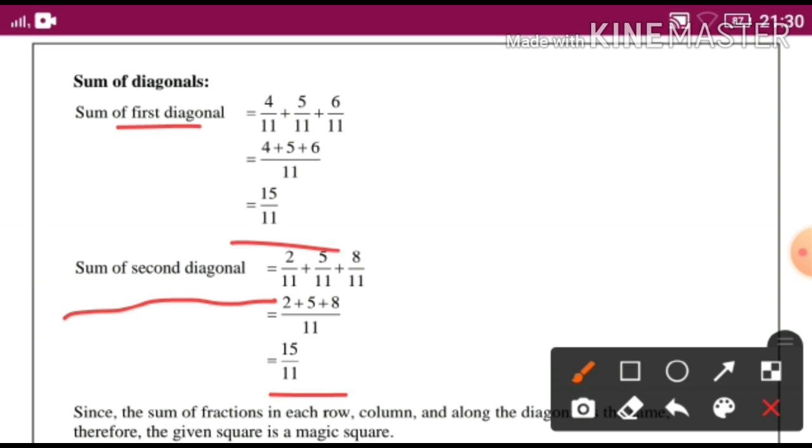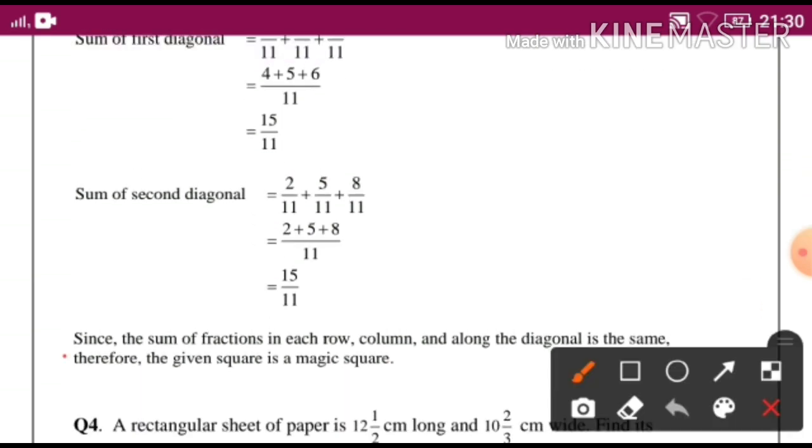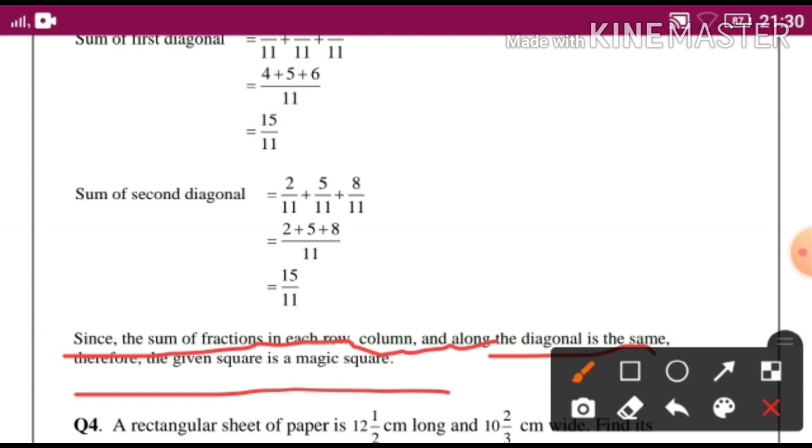So this is a magic square. Since the sum of fractions in each row, column, and along the diagonals is the same, therefore the given square is a magic square. I hope you have understood this question number 3. Now let's come to question number 4.